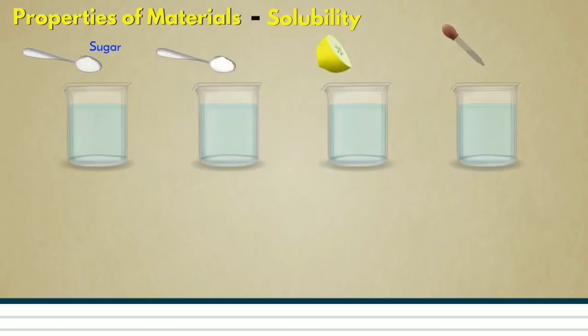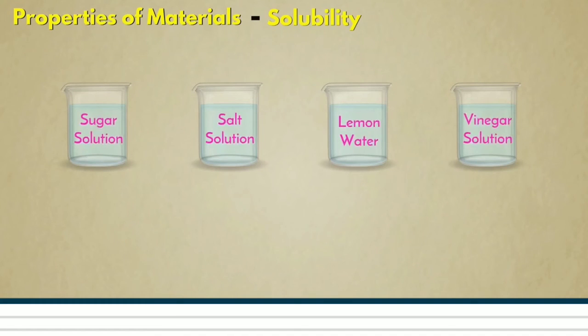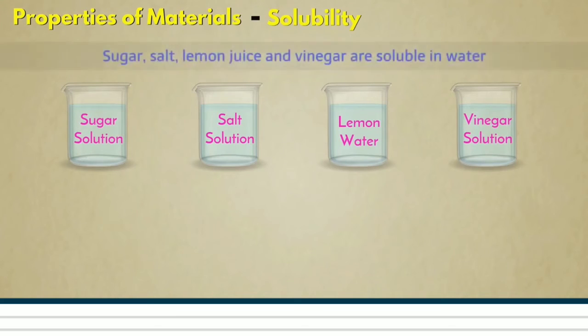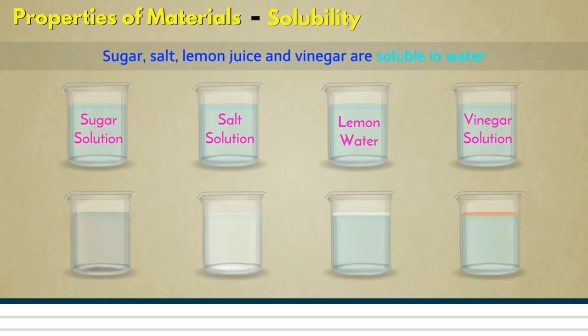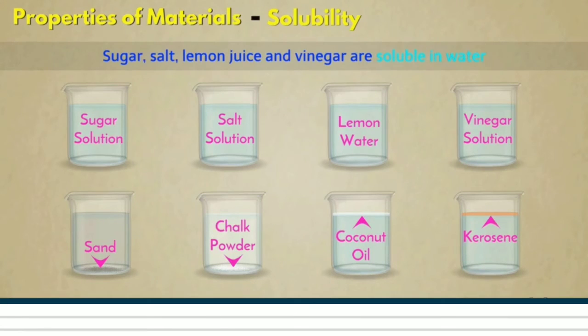Next is solubility. Dissolve sugar, salt, lemon juice and vinegar in a beaker of water and find out what will happen. All of this will dissolve in the water and make a solution of it. That is why these all are soluble in water. Now try to dissolve sand, chalk powder, coconut oil and kerosene and find out what will happen. These things will not dissolve in the water. That means all of these are insoluble in water.